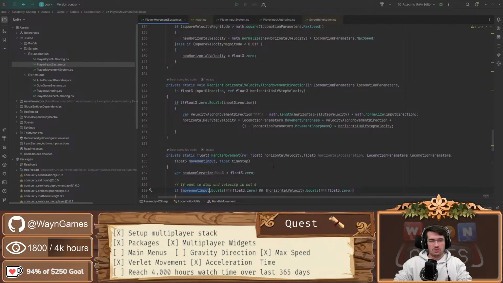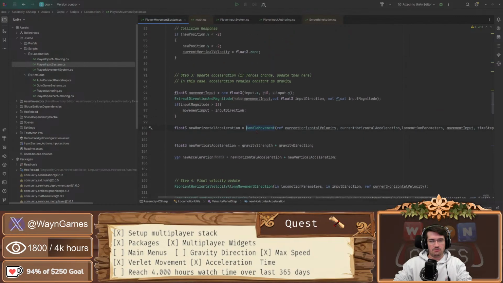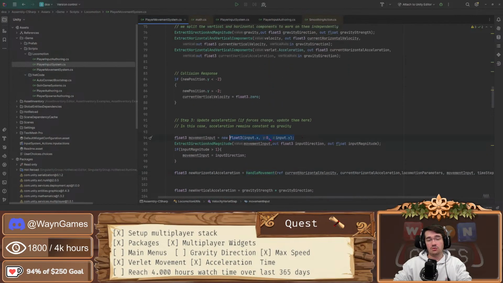Okay, so that should basically tell me that, so that's still working only on the gravitational plane Y, but that should now limit the magnitude of the input to 1 and allow me to have a lesser magnitude. So if I'm using a joystick, I can accelerate slower.